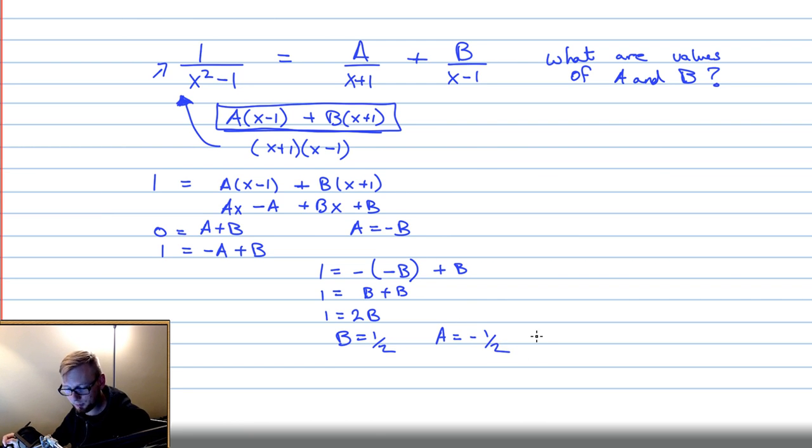And what have these people been writing? Well, the first person had them in reverse. They said b was minus 1/2 and a was 1/2. This is the answer: a is negative 1/2 and b is 1/2.